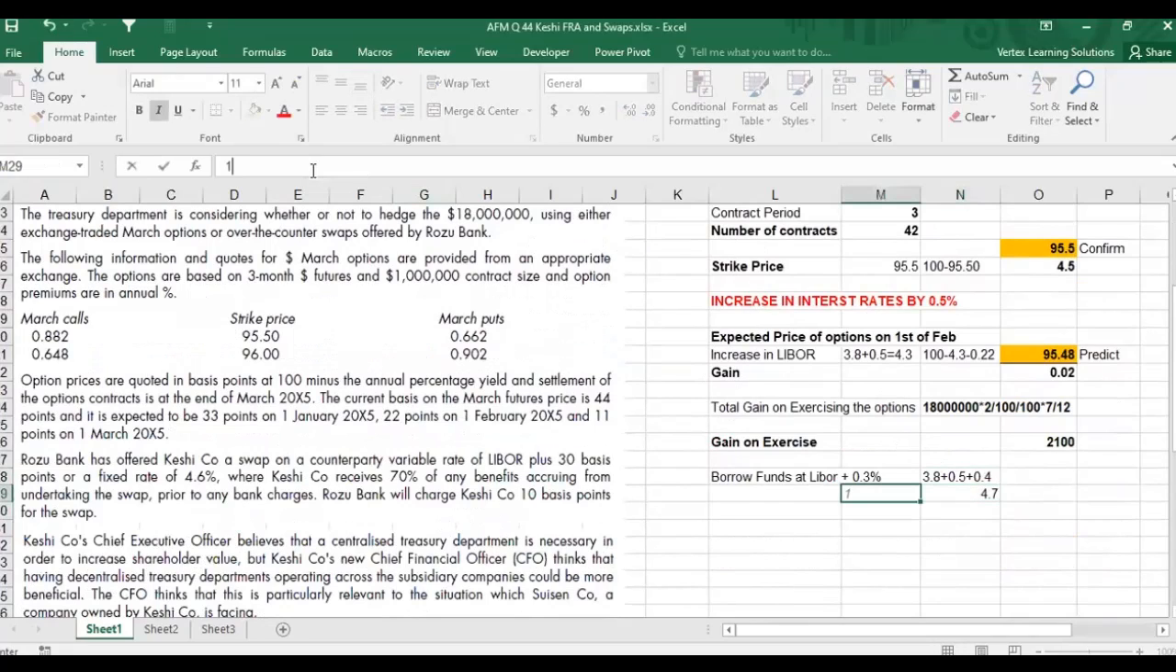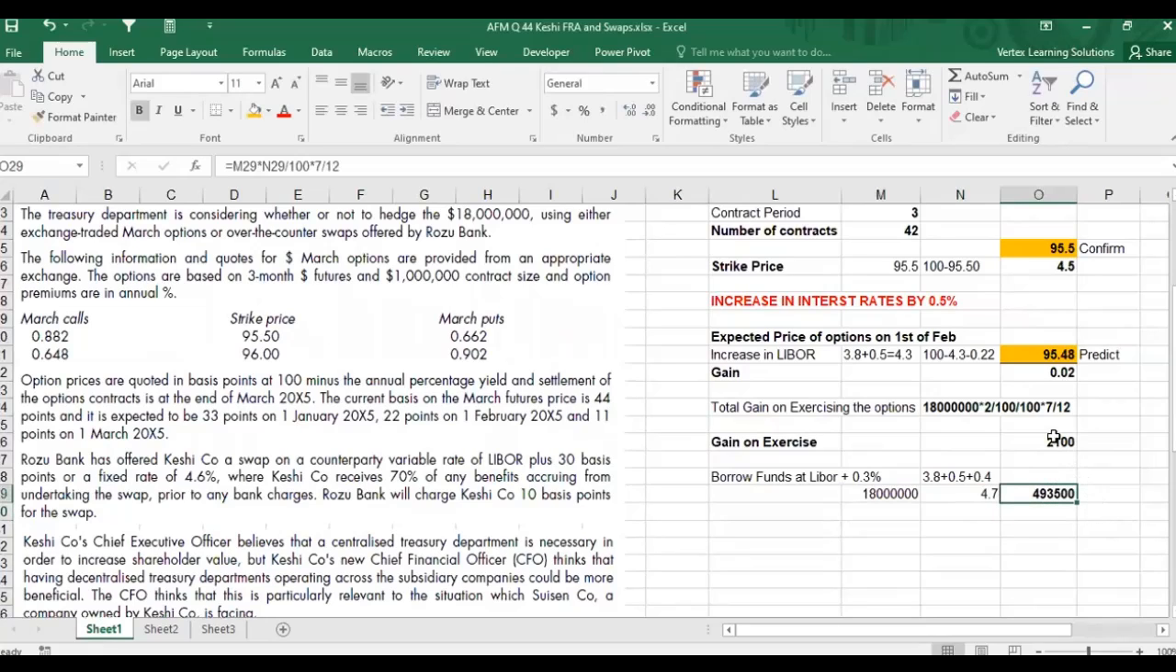So how much will we borrow? We will borrow 18 million. So 18 million multiplied by 4.7 percent, divided by 100, multiplied by my borrowing period of 7 months divided by 12. So my cost of borrowing will be 493,500. This is my cost. And this is my gain.